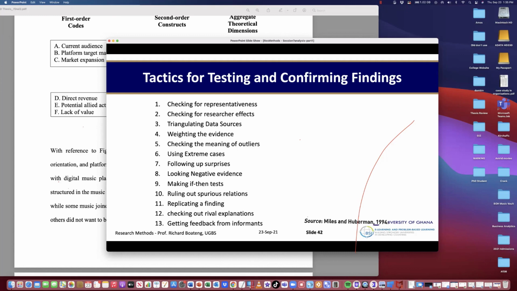Okay. And then looking for negative evidence. Sometimes you also have to check whether this is true for you to believe. Something, a relationship, is proposed. You find out whether there's another perspective to the issue. Ruling out spurious relations, making if-then tests. Okay. Replicating a finding, trying to see whether you can find other data that can replicate the finding for you. Checking out rival explanations. Why could it have occurred? Any other reason why it could have occurred?